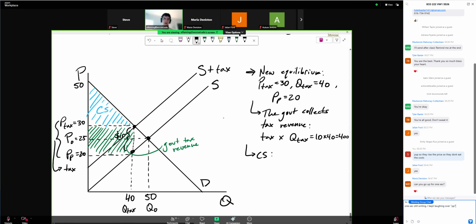And that is equal to what? The height is 20, and then the base is 40. So 20 times 40 is 800, divided by 2 is 400. So the consumer surplus is equal to 400, right?